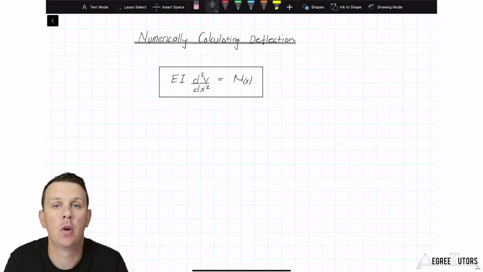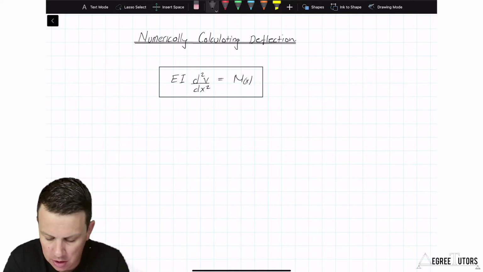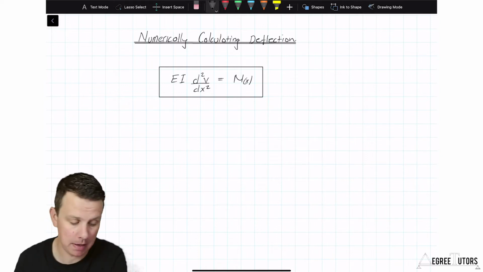Okay, so in this video, we're going to think our way through how we are going to calculate this deflection numerically. It all starts off with this equation. This is the equation that fuels the entire process, and this is our differential equation of the deflection curve.